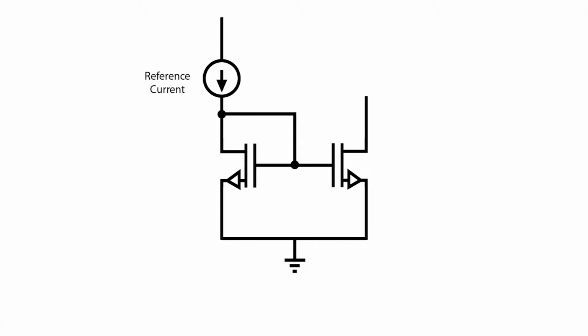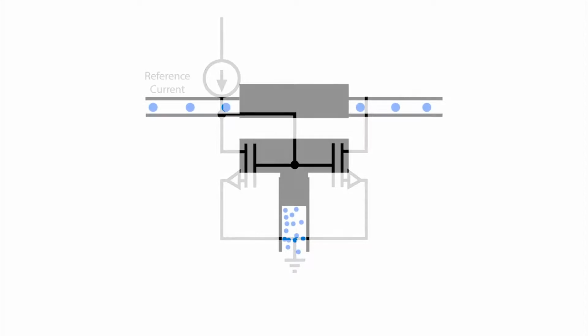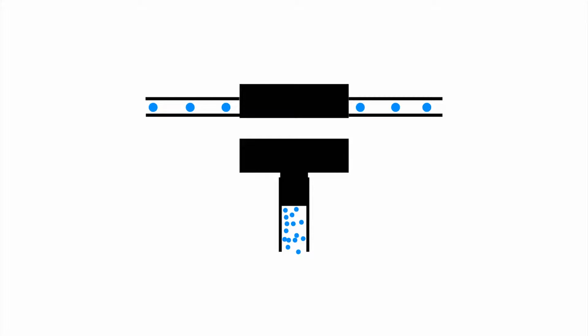We now consider the basic MOSFET current mirror, which follows the same principles of the BJT current mirror, but uses two field effect transistors instead. Voltage is analogous to water pressure in our example, so we have a pressure-activated water valve to serve as a model.